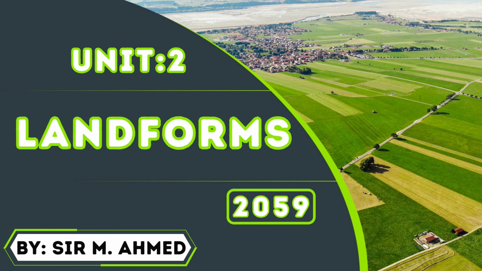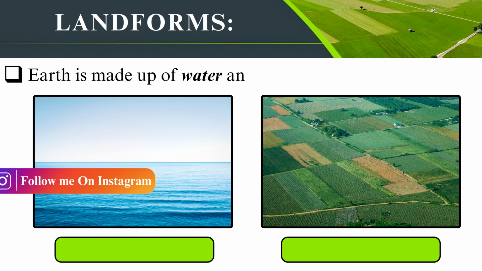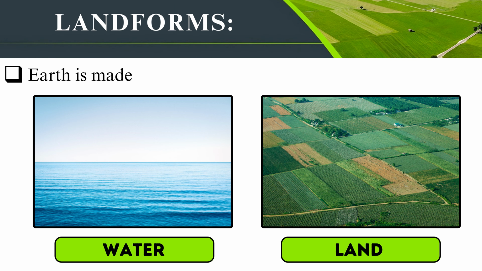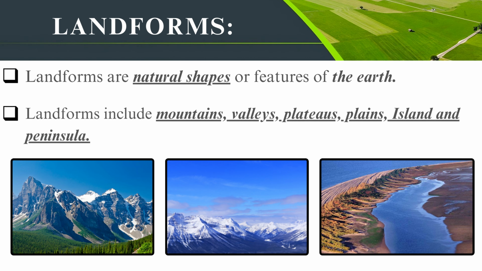Unit 2, landforms. Today we'll talk about landforms. Earth is made up of water and land. Then we have landforms. Landforms are natural shapes or features of the earth. Landforms include mountains, valleys, plateaus, plains, islands, and peninsulas.